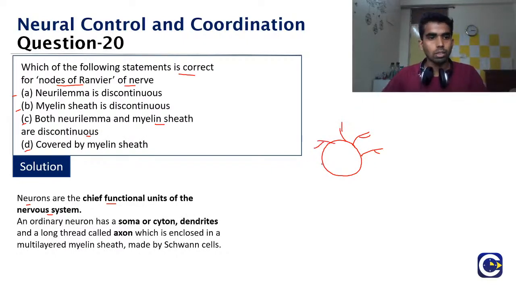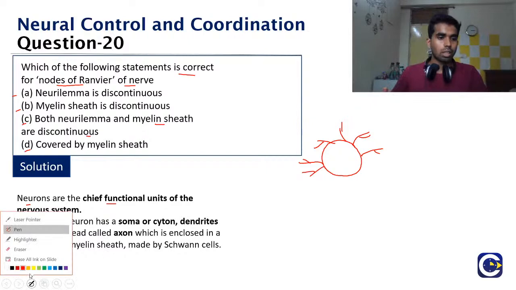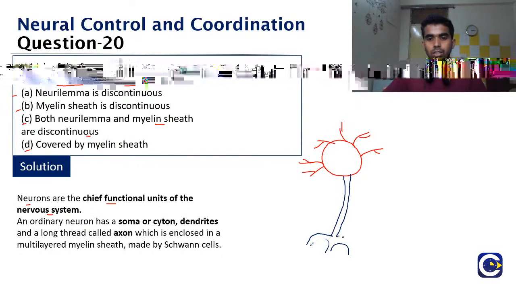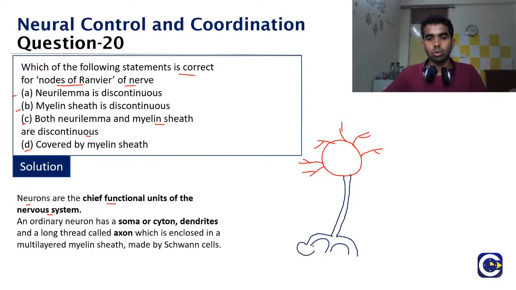Okay, so all of you are saying it is option B, that the myelin sheath is discontinuous. Yes, let us see. From the cell body, another long fiber arises, and that fiber is known as the axon. At the end of the axon is the axon terminal. These branches are the axon terminal, and this is known as the synaptic knob.